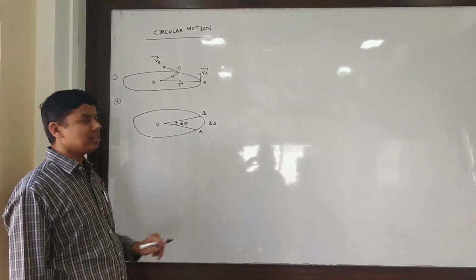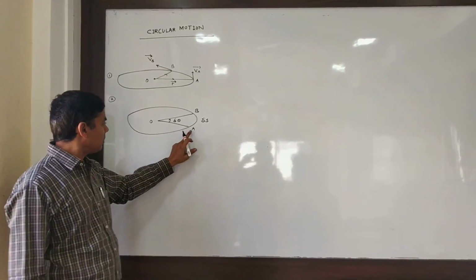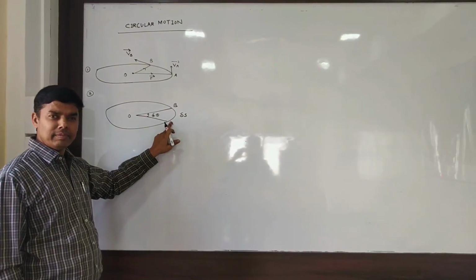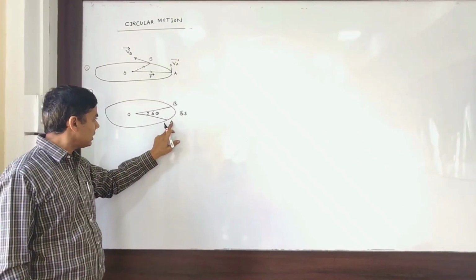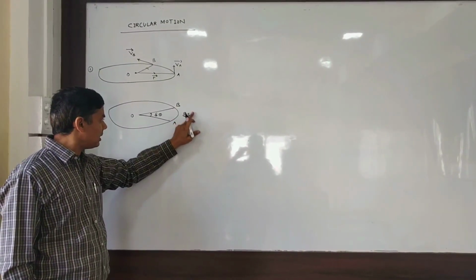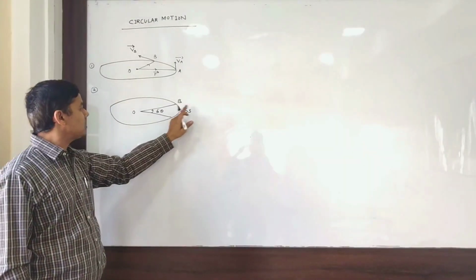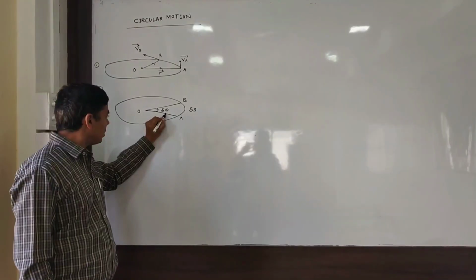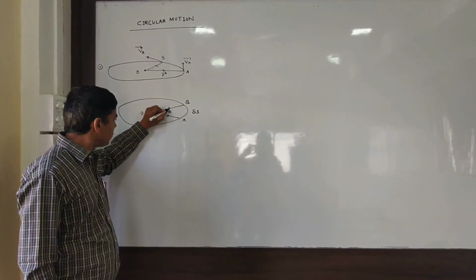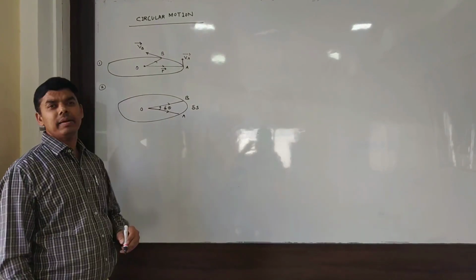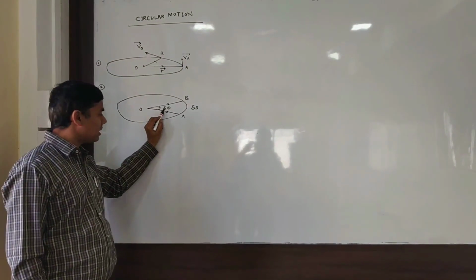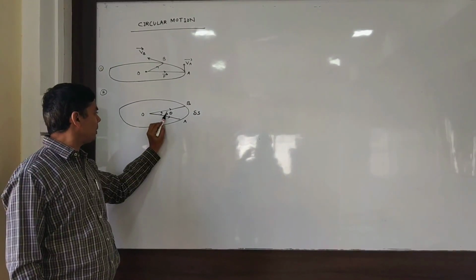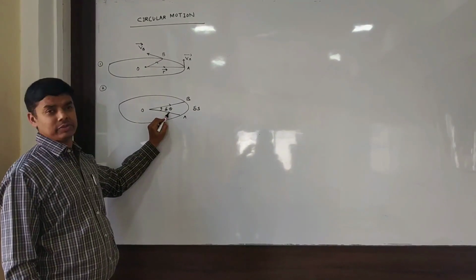Now let us consider another point of this topic. Let a particle move from point A to point B on the circumference in time delta t, and let it cover linear displacement delta s, the distance AB on the circumference. During this time interval delta t, the radius vector traces an angle delta theta. This angle delta theta, traced by the radius vector, is called angular displacement. So angular displacement is the angle traced by the radius vector.